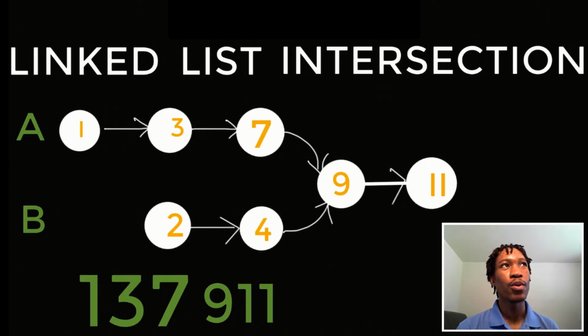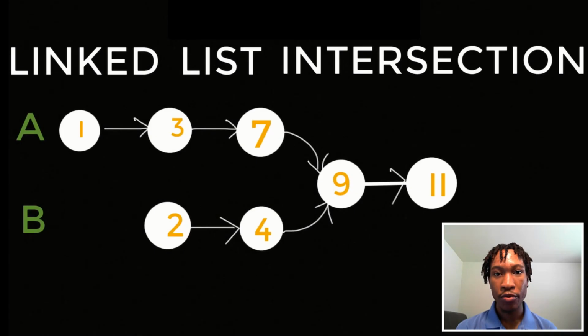But then we don't want extra space. We want to do this in optimal O of 1 space, and O of A plus B time. If we look at both linked lists, they're not necessarily the same length. They can be the same length, and in that case, it's very easy to solve, because you can go through both linked lists in tandem and check when one node is equal to the other. But you are not guaranteed that those two linked lists would be of the same length.